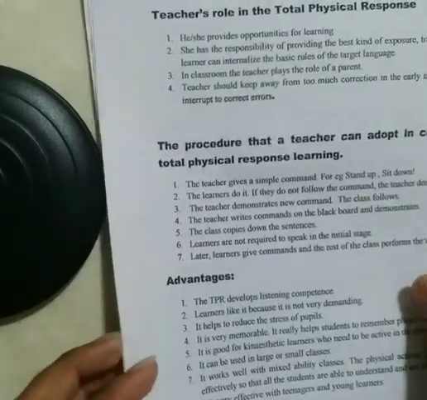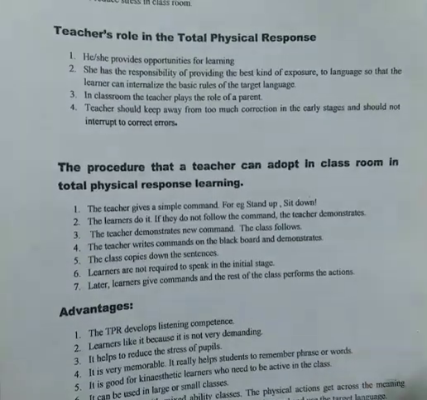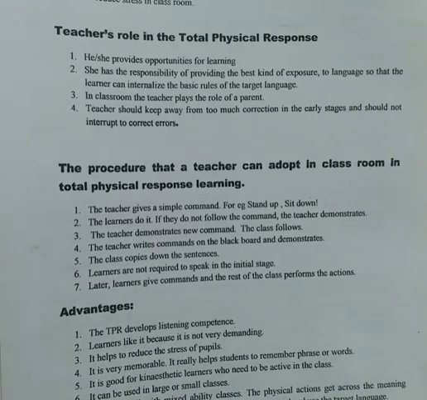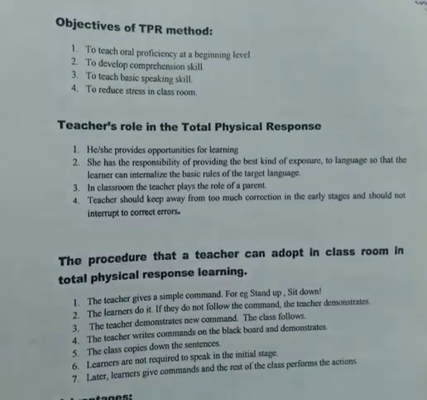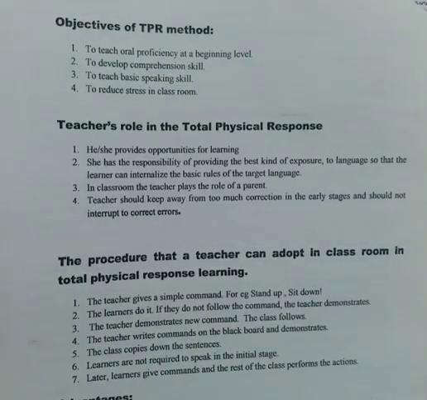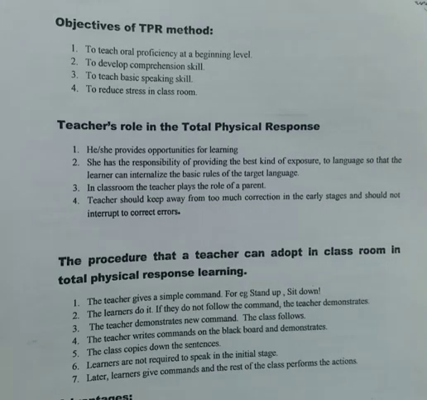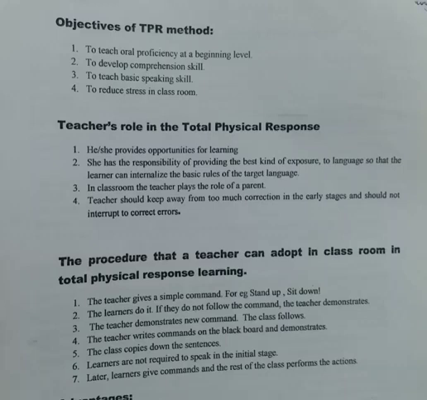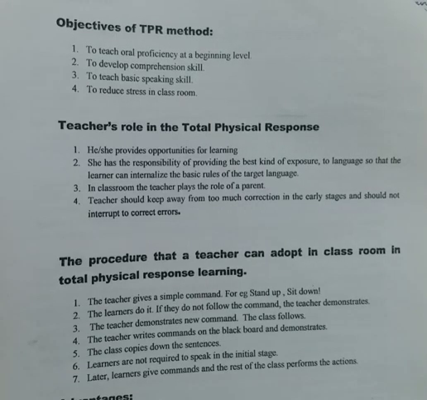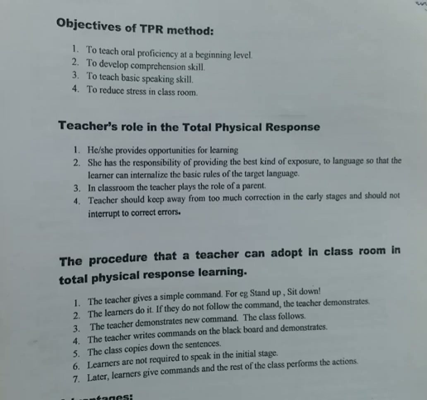So the objectives of the TPR method are to teach oral proficiency at a beginning level, to develop comprehension skill, to teach the basic speaking skill, and to reduce stress in the classroom. The teacher has a good role in this. She provides opportunities for learning so that the learner can internalize the basic rules of the target language. Here the teacher acts as a parent. The teacher should also keep away from too much correction in the early stages and should not interrupt to correct errors.